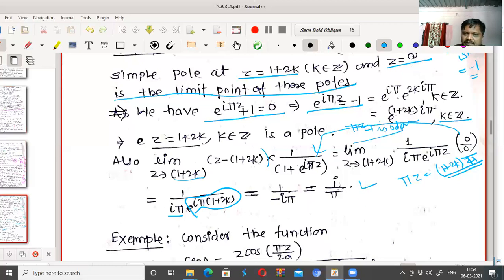What is it? It is finite. It is finite, meaning that (z minus (1 plus 2k)) into 1 upon (1 plus e to the power i pi z) is bounded near z equal to 1 plus 2k, and therefore z equal to 1 plus 2k is a pole of order one, that is, a simple pole of this function.